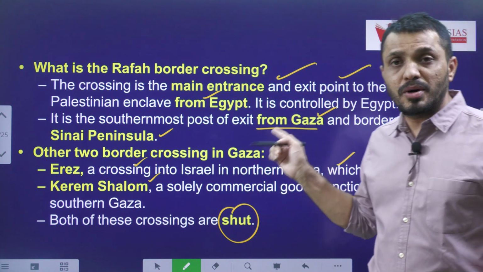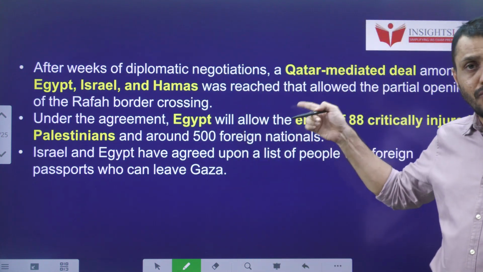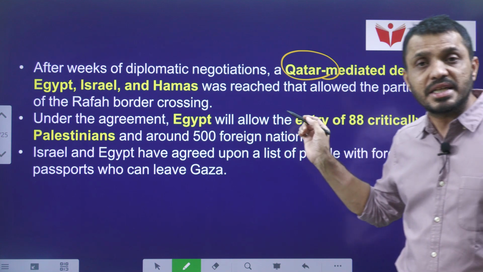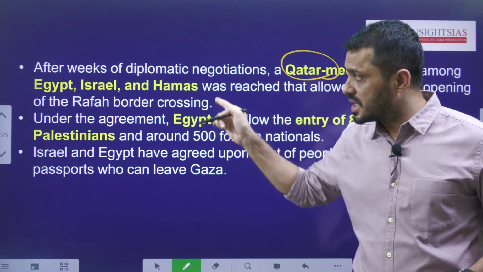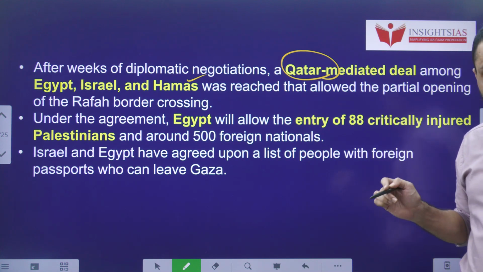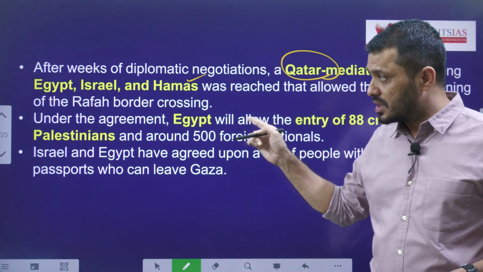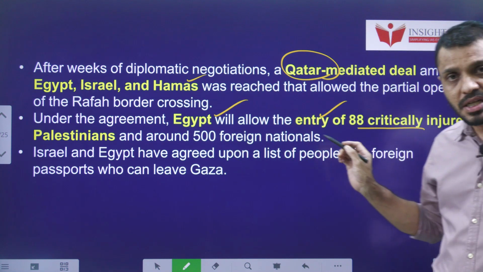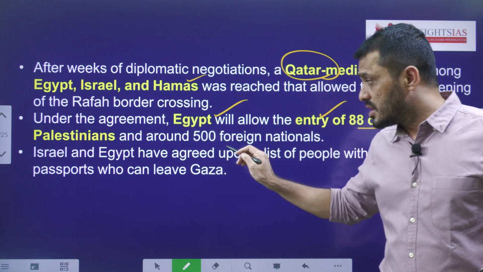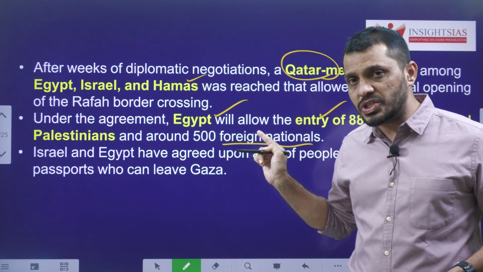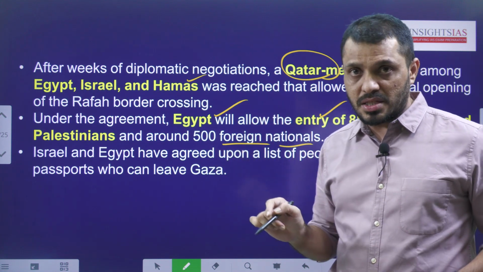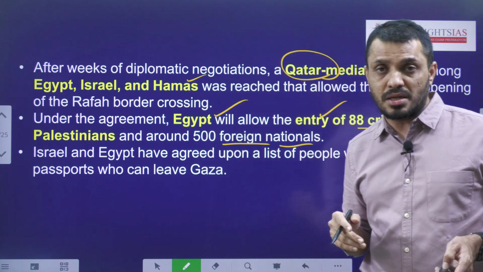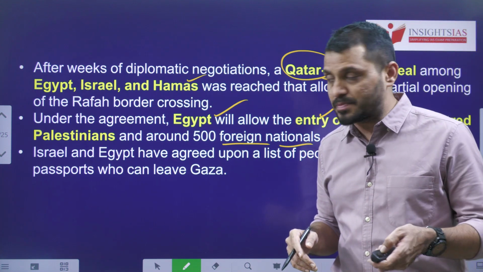Now this Rafah border was opened after weeks of diplomatic negotiations. Who mediated these negotiations? Qatar. Qatar mediated the diplomatic negotiation between Israel, Palestine and Hamas. After those negotiations, Egypt agreed to open this border. Under this agreement, Egypt will allow the entry of around 88 critically injured Palestinians and around 500 foreign nationals. These foreign nationals were stuck in Gaza. Now, by showing their passports, they can come out of Gaza into Egypt, and from Egypt they will go to their respective countries.